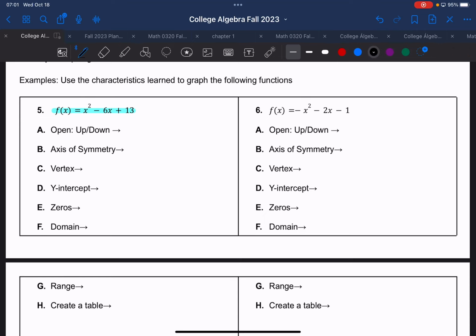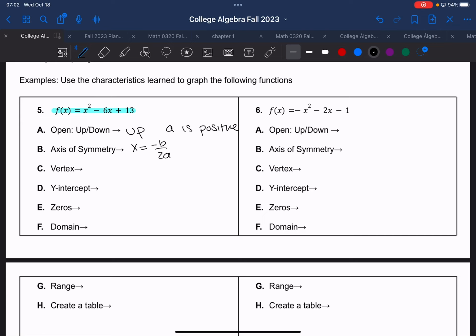Up. How do we know? Your A is positive. Good. A is positive. What would your axis of symmetry be? So remember, we do not have a graph this time, so that means we're going to have to be using our formulas. What was the formula for axis of symmetry? X equals negative b over 2a.